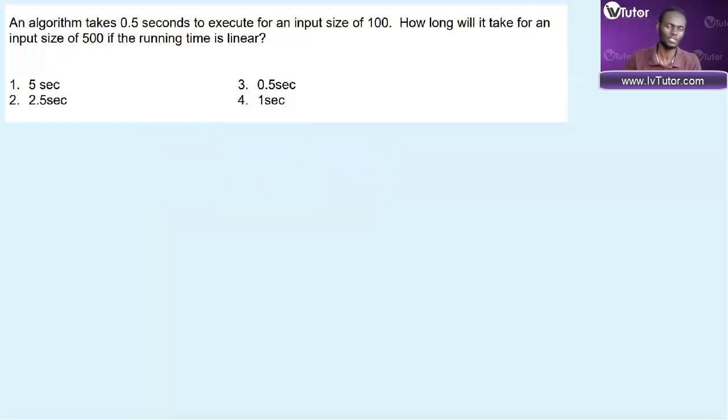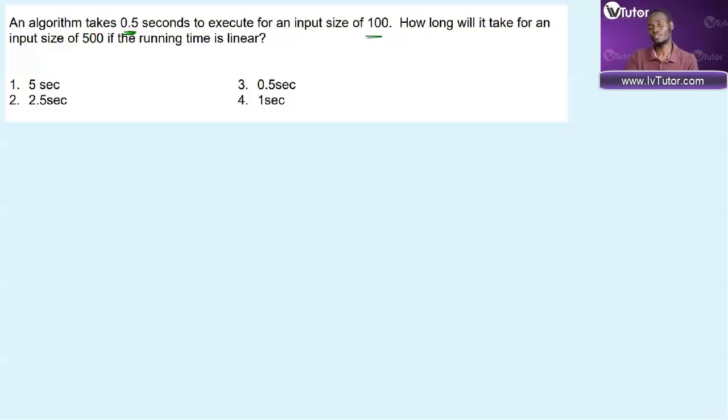So it's a very simple equation that you eventually have to create. Let's look, for example, at this question that says, an algorithm takes 0.5 seconds to execute an input size of 100. So already for the first algorithm, you're given the time and the size. How long is it going to take for an input size of 500 if the running time is linear? So now you're given the input size of the second algorithm, and you have to find the time, which is one of the missing aspects to these questions.